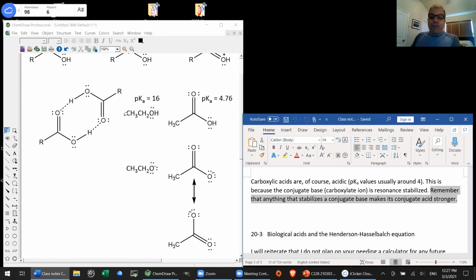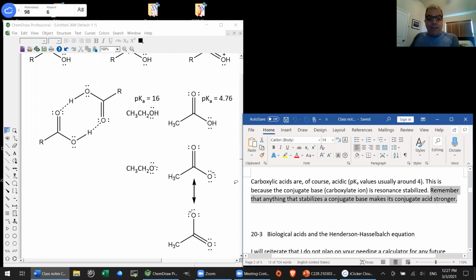Ethanol, like pretty much all other aliphatic alcohols, has a pKa of 16, which is very typical, whereas acetic acid has a pKa that's much lower. Even if we call that 5, that's 11 orders of magnitude. So we would say that acetic acid is 100 billion times more acidic than ethanol. And there has to be something that's causing that.